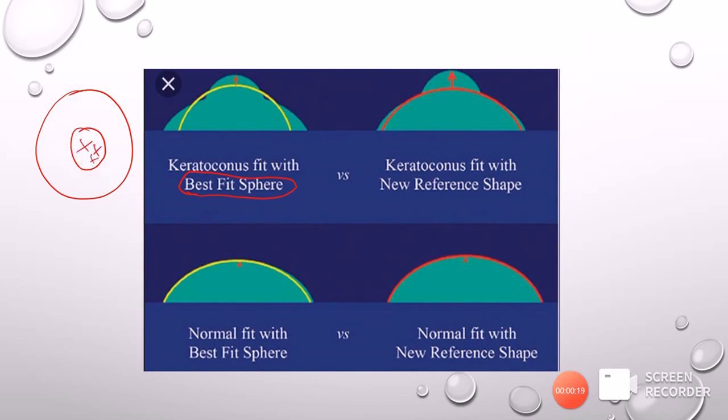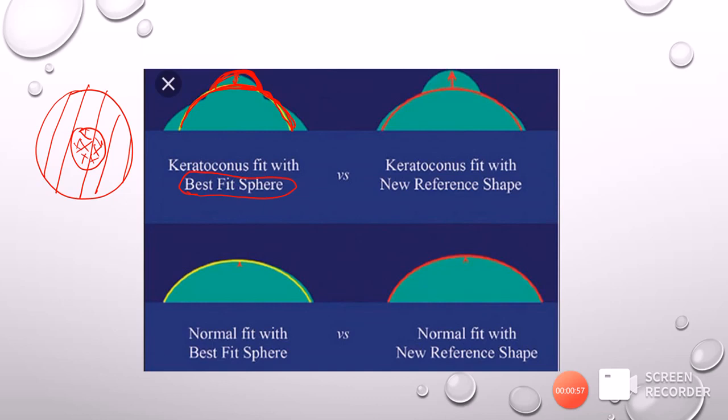Because the best fit sphere calculation is taking into consideration this entire area of the cornea, the best fit sphere will also be elevated because of these central elevation points, right? So sometimes when you put this best fit sphere, which is elevated because of the keratoconus, you might actually miss a very small keratoconus, because the difference between the keratoconic cornea and the reference point, that is the best fit sphere calculated from the keratoconic cornea, is very, very less. So this can pose a problem in detection of certain abnormal corneas.